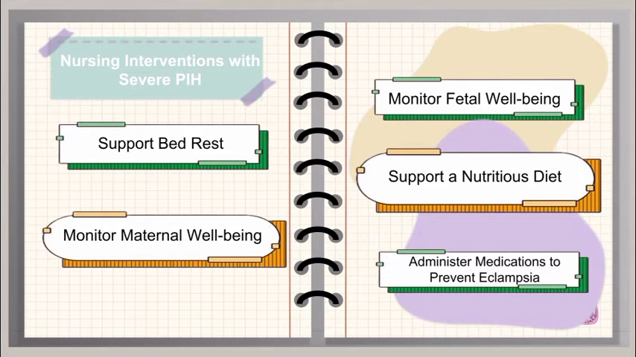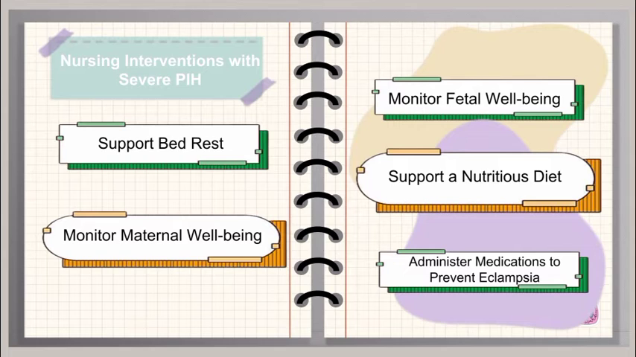First is support bed rest. So with severe preeclampsia, most women are hospitalized so that bed rest can be enforced, and the woman can be observed more closely than she can be on home care. Raise side rails to help prevent injury if a seizure should occur. So darken the room if possible, because a bright light can trigger seizures.